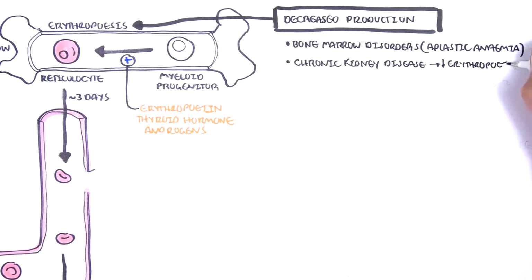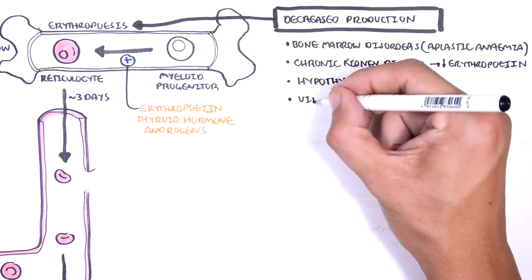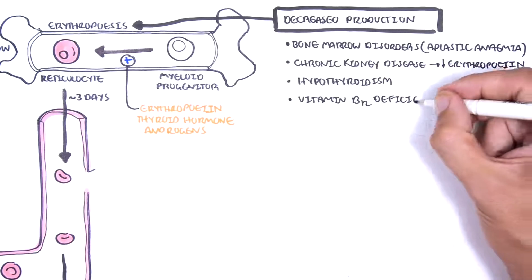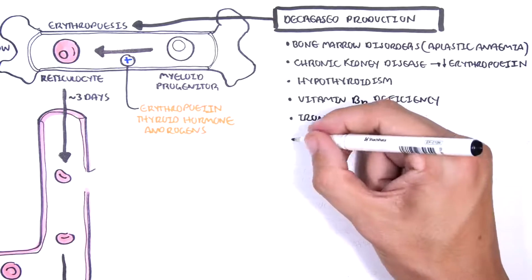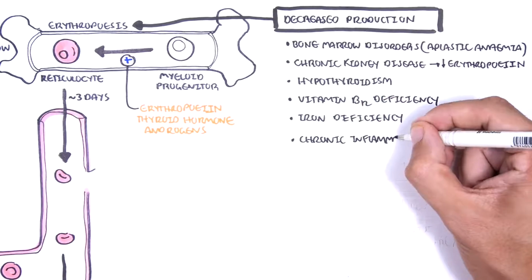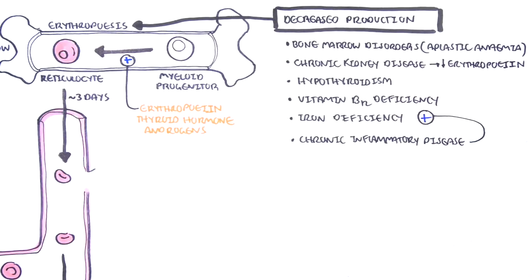Chronic kidney disease can also cause anemia because when you have chronic kidney disease or kidney failure, you're reducing erythropoietin production and therefore reducing erythropoiesis. Hypothyroidism, because remember, thyroid hormones play a role in stimulating erythropoiesis. Vitamin B12 deficiency and iron deficiency can also lead to anemia because these are the substances needed in order to produce good functioning red blood cells.